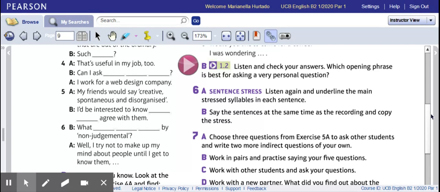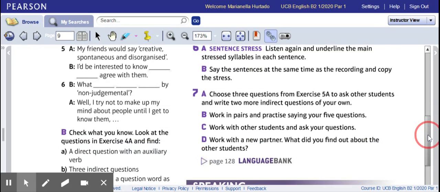Number 6, sentence stress. Listen again and underline the main stress syllable in each sentence. Now, don't forget, this is your book. You can underline it, you can highlight it, however you feel most comfortable, okay?